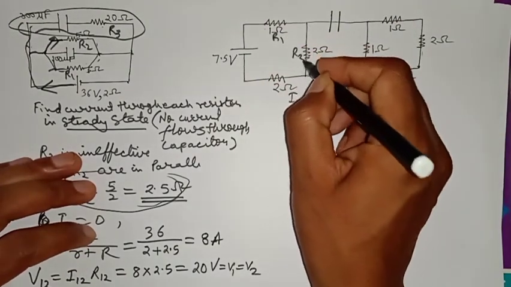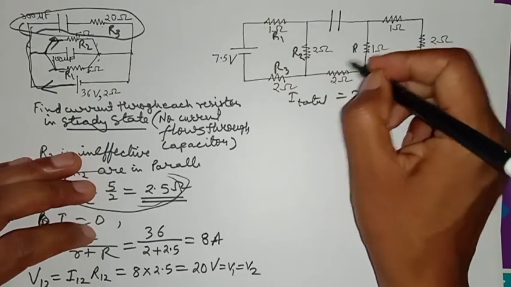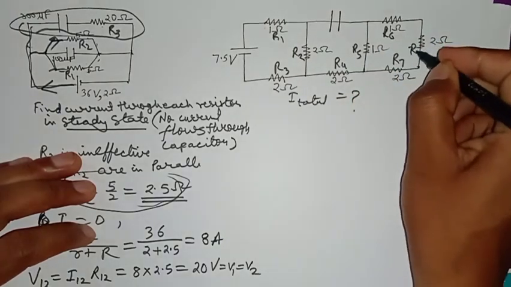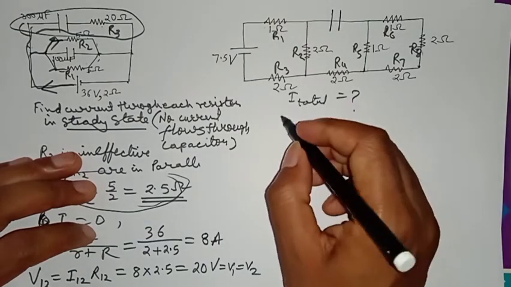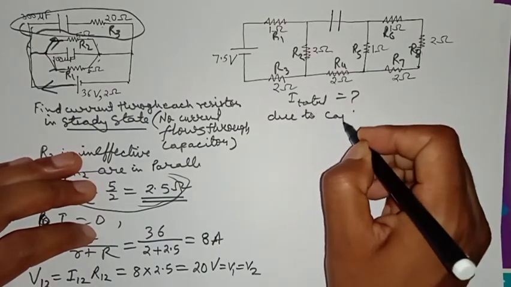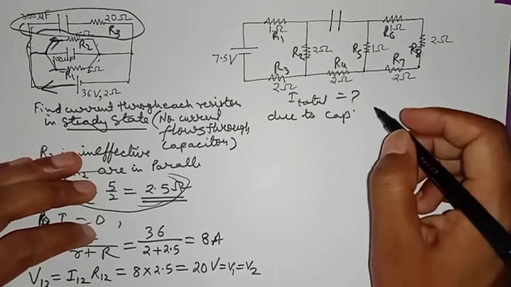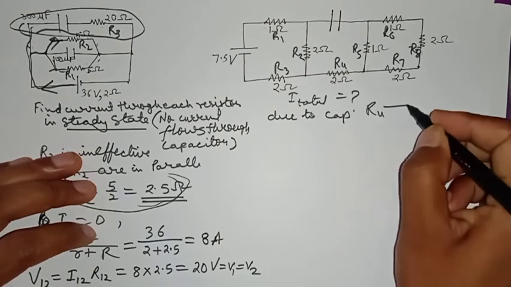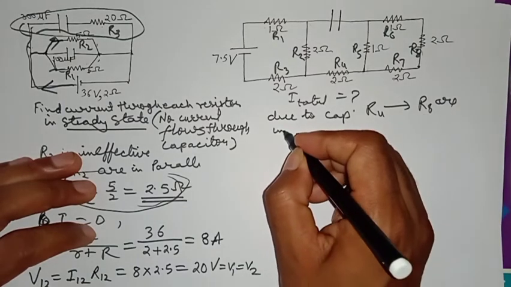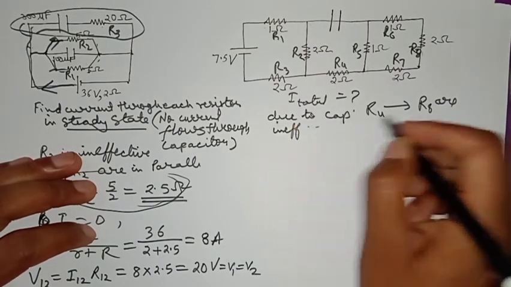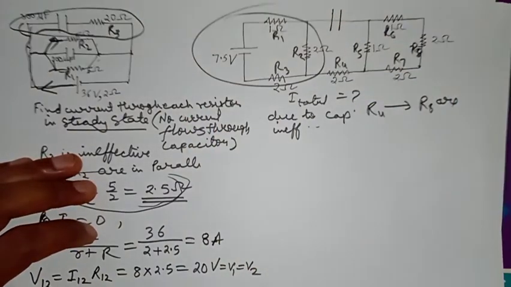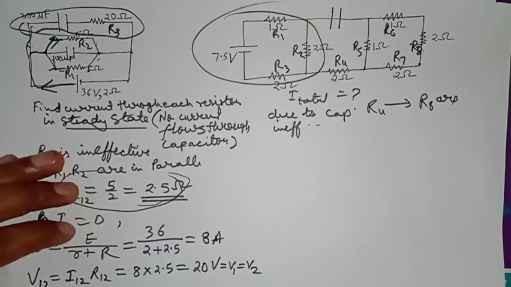R1, R2, R3, R4, R5, R6, R7, R8. We can write that due to the capacitor, R4 to R8 are ineffective because there is no current. And that's all. Now this is our question, so I'm not going to do this.